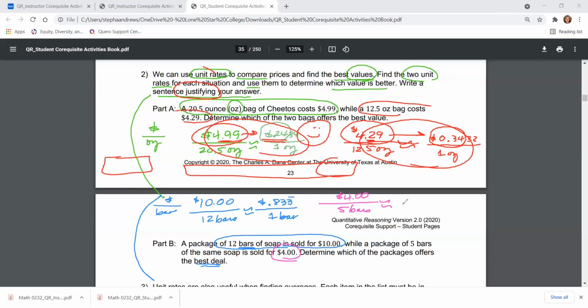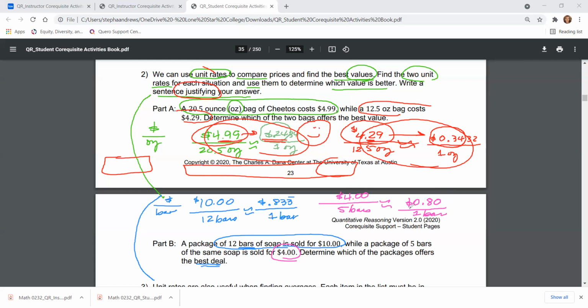And then my other is $4 divided by 5. And in this case, I'm getting exactly 80 cents for each one bar. So having said that, I now need to write a contextual sentence.